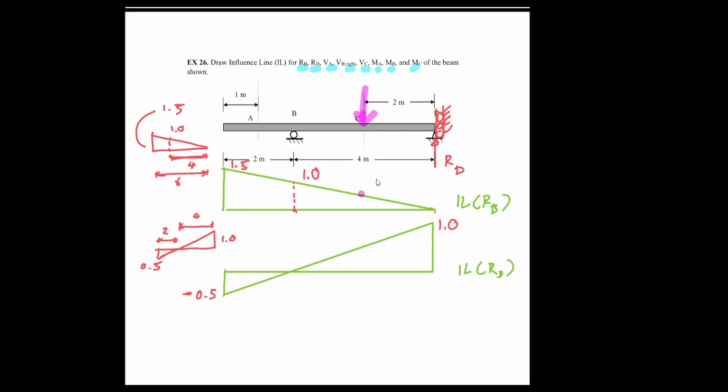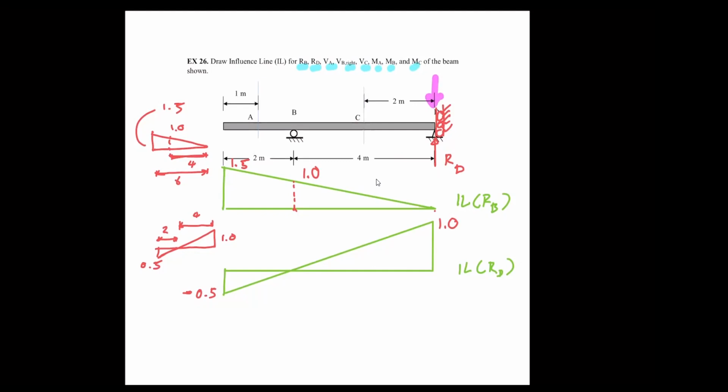And likewise, at the last point, if I apply the unit load here, you know RD must be equal to 1, and rightly so. And RB must be 0, and in the end, they are in perfect equilibrium. So is there any question?